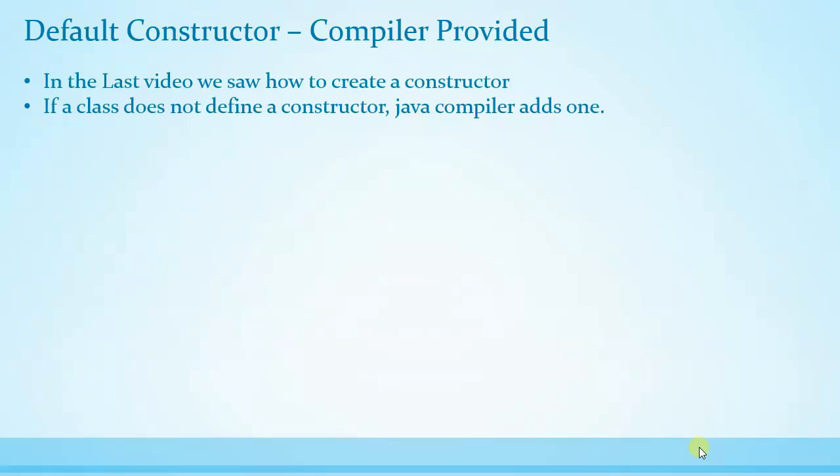So if we write a class and it doesn't provide any constructor, then the compiler provides one and the user of the class can create the object. The compiler provided constructor is called the default constructor. That means if we don't write any constructor, then the compiler provides a default constructor.